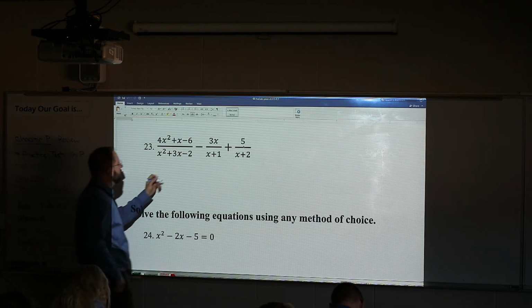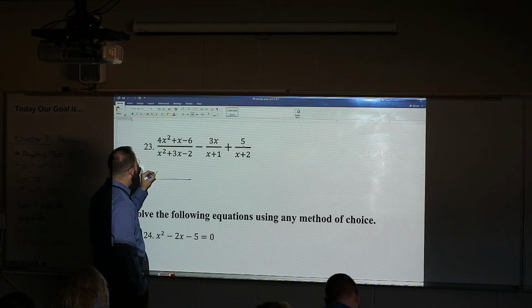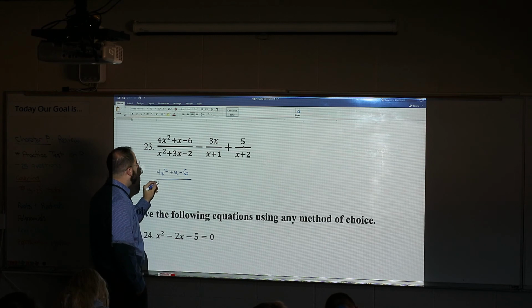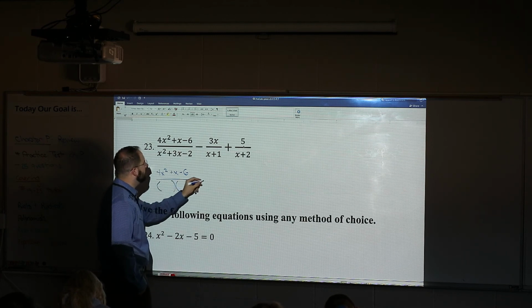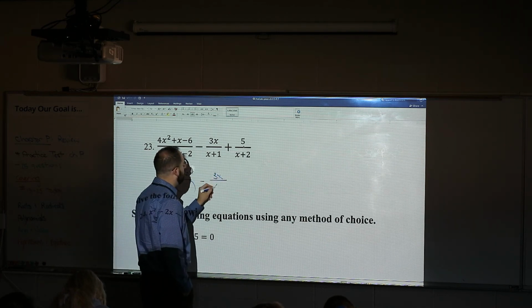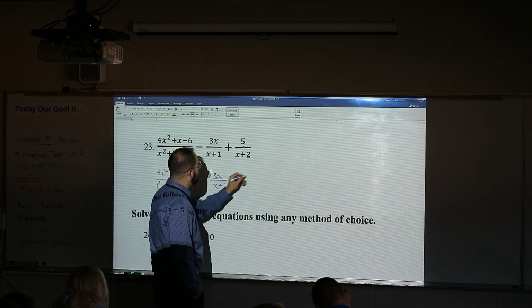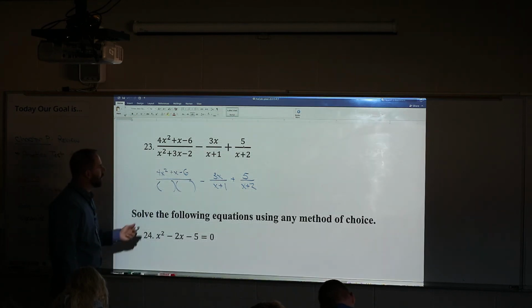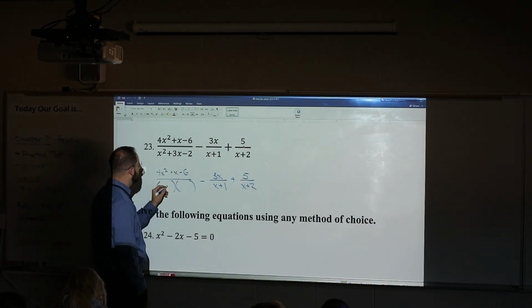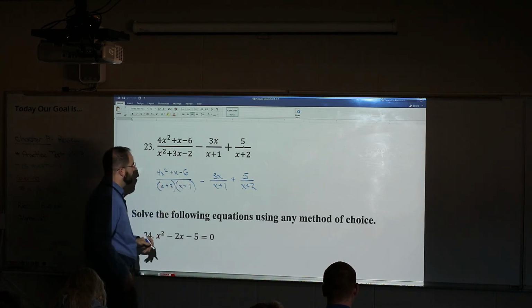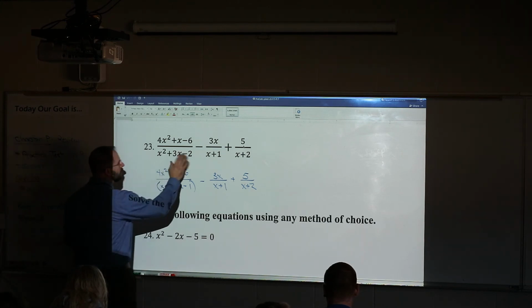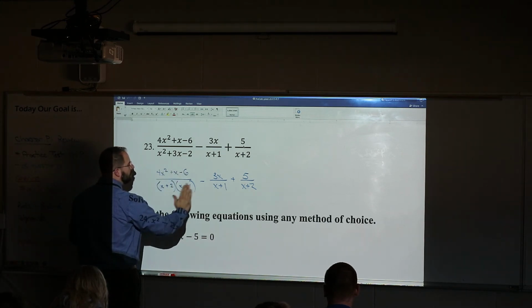Okay, so on this one, the first step that I would do, I'm going to leave this top alone just for right now. I'll get to it in a minute. I'm going to factor the bottom just to see what the actual exceptions are before I start, because I know they might change about the problem. So this factors out to be x plus, what, 2 and 1? That doesn't work. So I think it's just going to be plus 2. So that won't even factor.